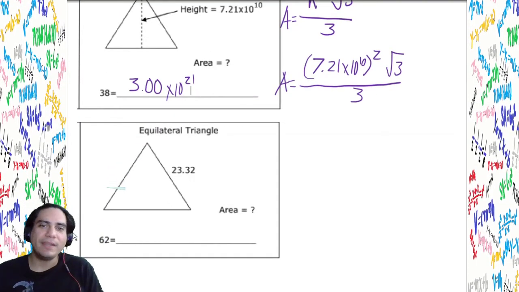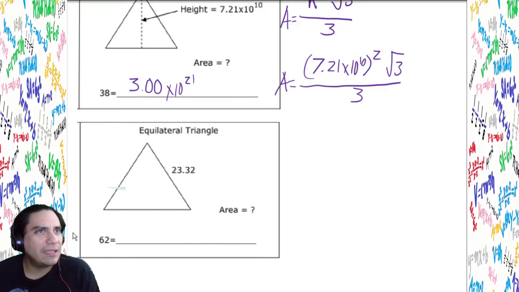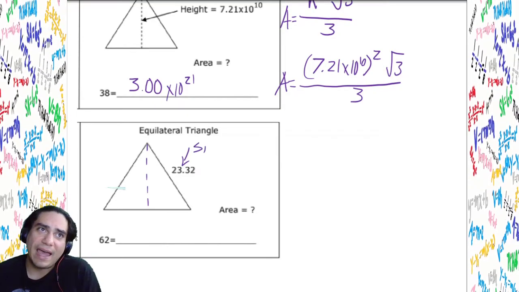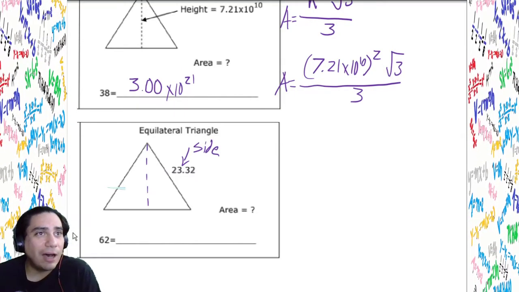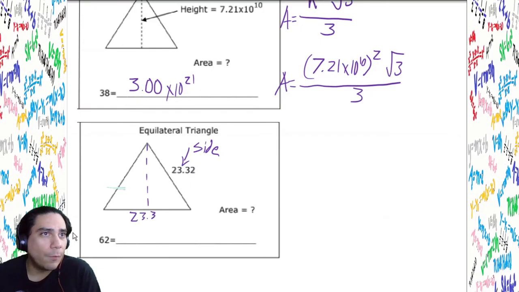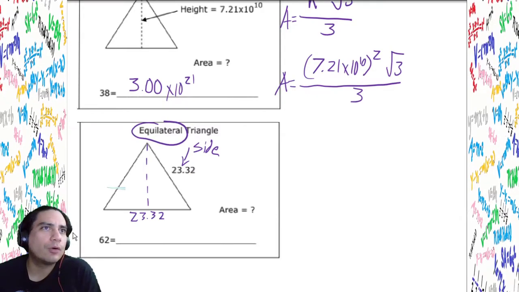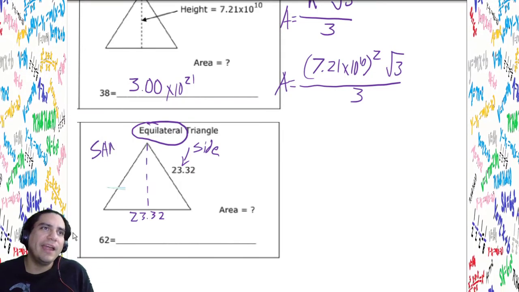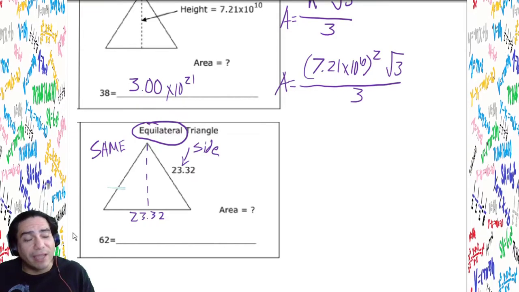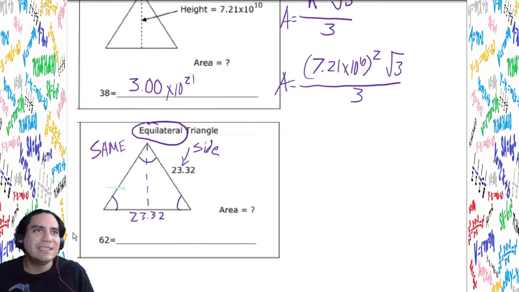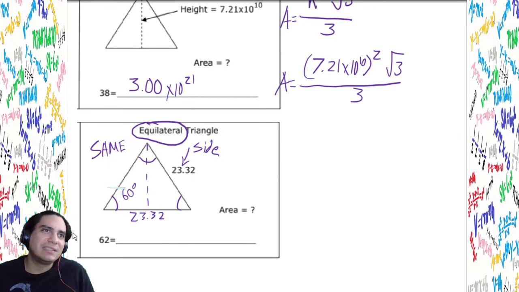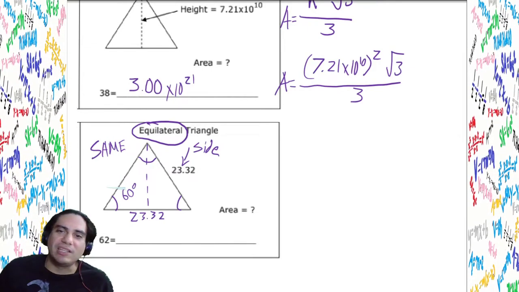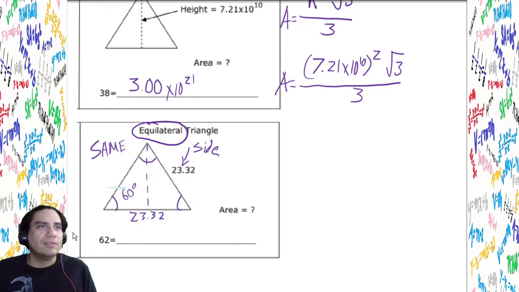Now remember when I said we could easily use the height? I mean, they didn't give us the height this time. They gave us a side right here. But that side is also the same as the base, because by nature, equilateral triangle means all sides are the same. Not only are all sides the same, but the angles. Each of these angles is exactly the same. Each of these angles is 60 degrees. Now, I don't know why I put little congruent lines on those, because the arcs tell you themselves that they're the same.